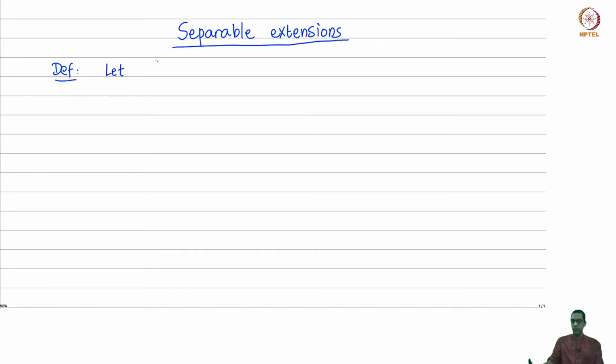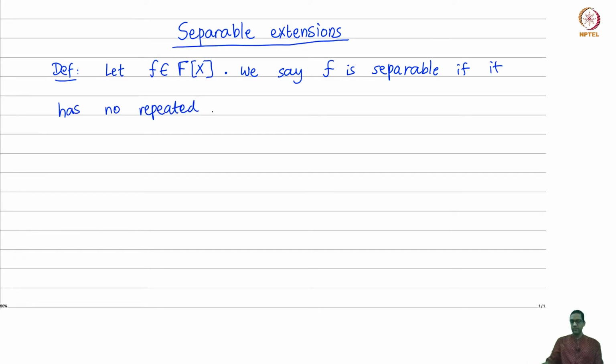Let f be a polynomial with coefficients in a field capital F. Let's say f is in F[x]. We say f is separable, this polynomial f is separable, if it does not have repeated roots, if it has no repeated roots in any field extension K of F.